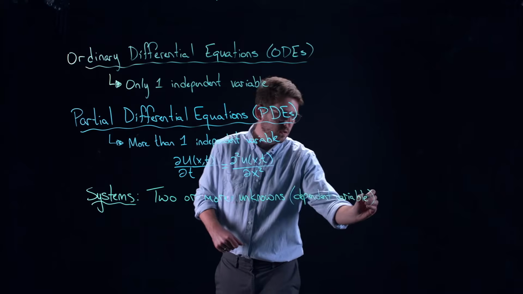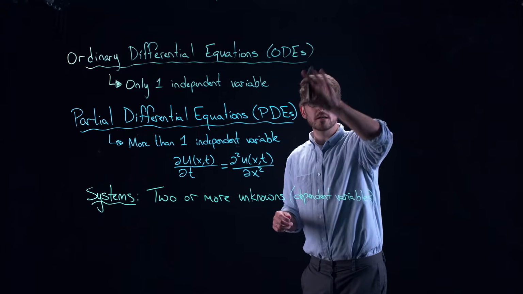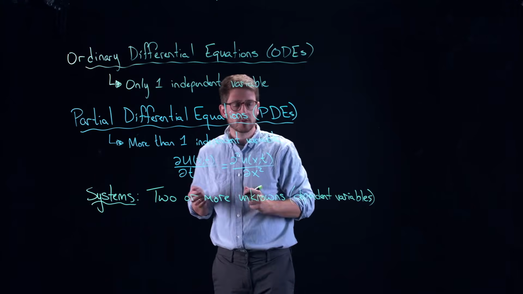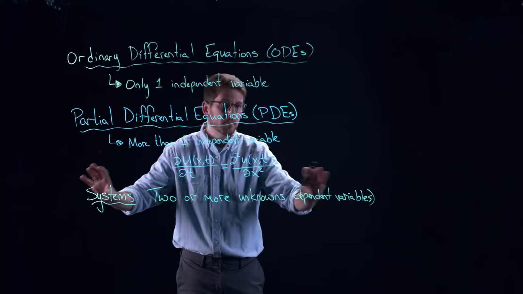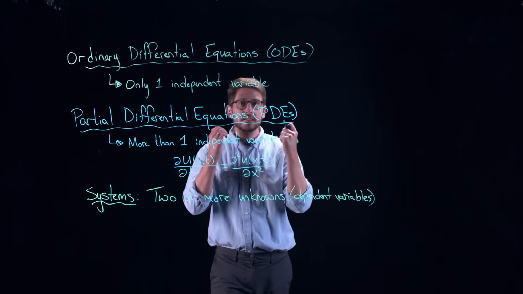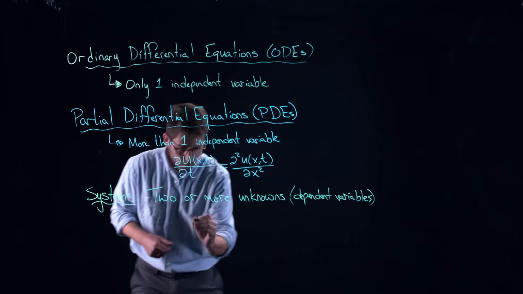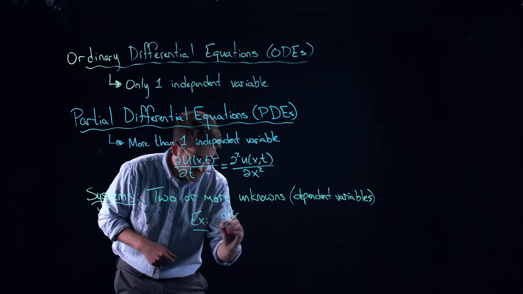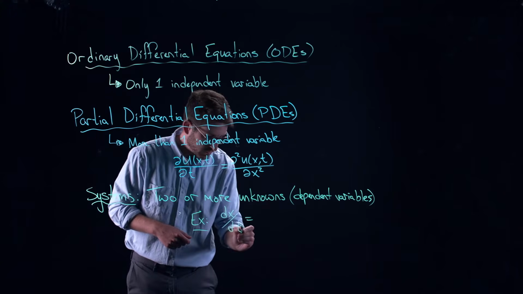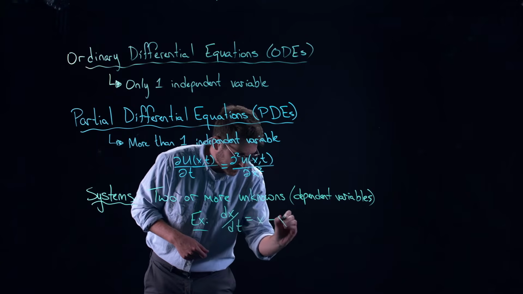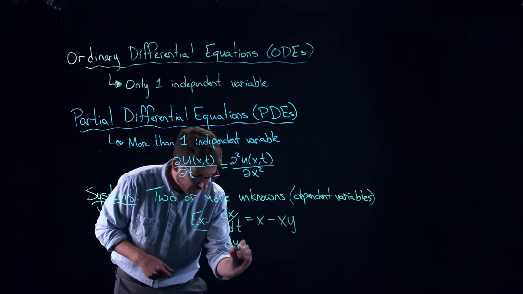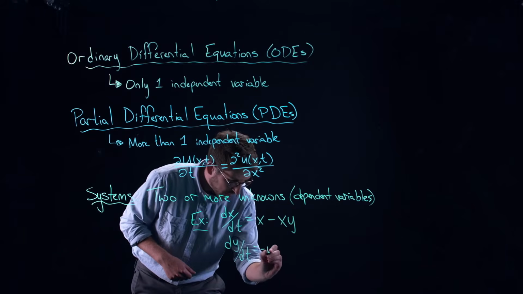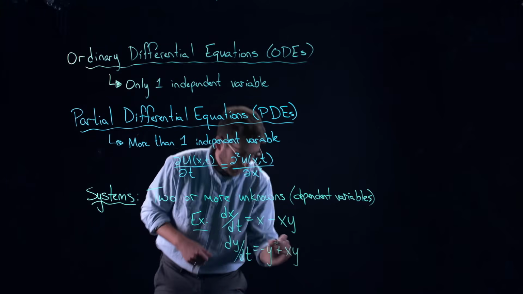Okay, so here the difference between ODEs and PDEs is in the number of independent variables, space and time, for example. In the case of a system, it is a difference in the number of dependent variables. So, for example, I could have this differential equation, dx dt, which is equal to x minus xy.